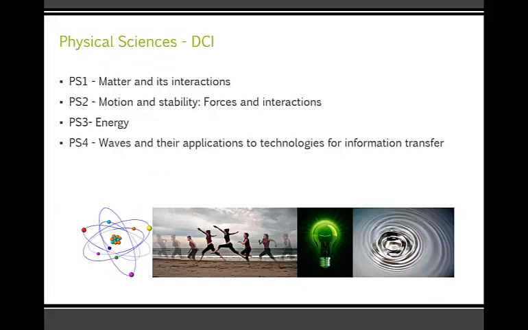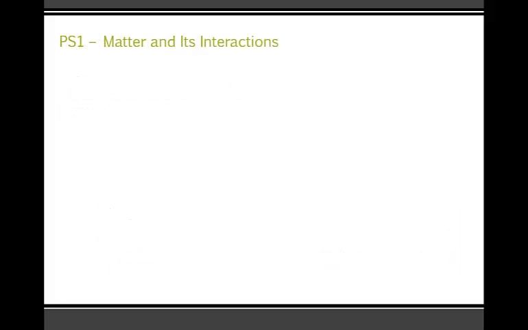So the first category of DCIs are the physical sciences, and within this we have 4 disciplinary core ideas. PS1, matter and its interactions. PS2, motion and stability, forces and interactions. PS3, energy. And PS4, waves and their application to technologies for information transfer. So the first one, PS1, matter and its interactions.